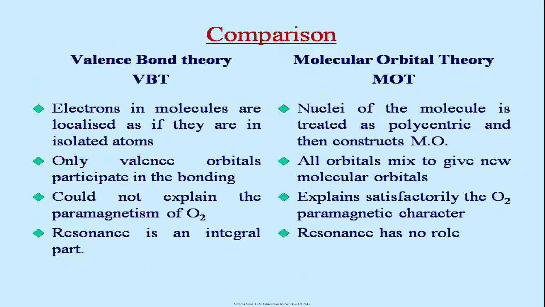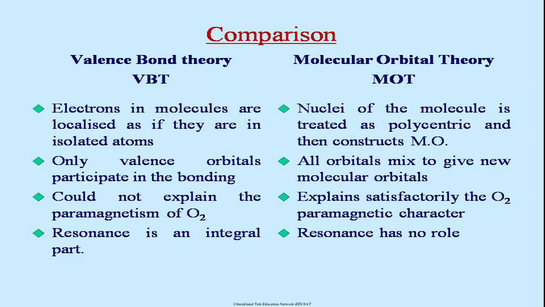We have studied two theories, the valence bond theory and the molecular orbital theory. What are the differences between these two theories? Now we will discuss these two theories in a comparison chart. Here is the comparison chart. What is the valence bond theory?